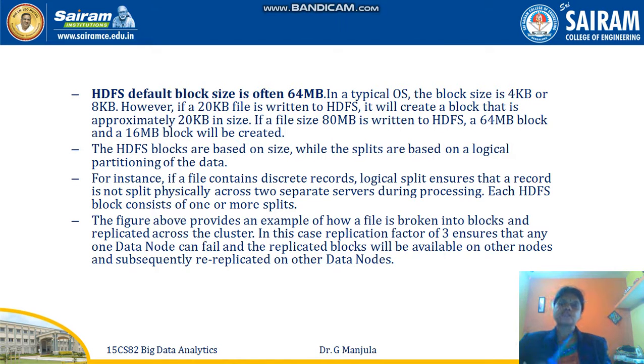Now the HDFS default block size is normally, as I told you, a maximum capacity of 64 MB, or it may be 128 MB. A typical operating system block size is 4 kilobytes, or it may be 8 kilobytes. However, if a 20 KB file is written to HDFS, it will create a block that is approximately 20 KB in size. If an 80 MB file is written to HDFS, a 64 MB block and a 16 MB block will be created. Please underline this, my students.